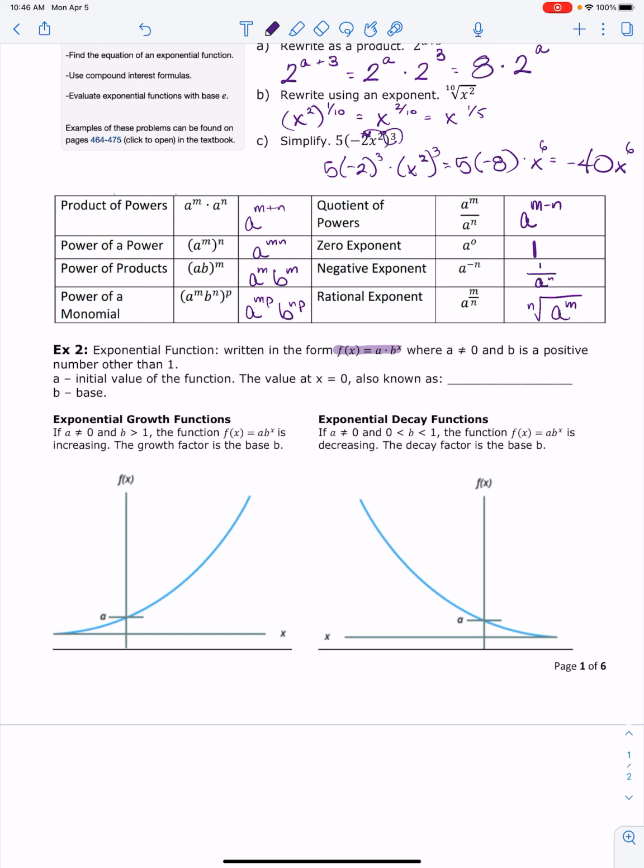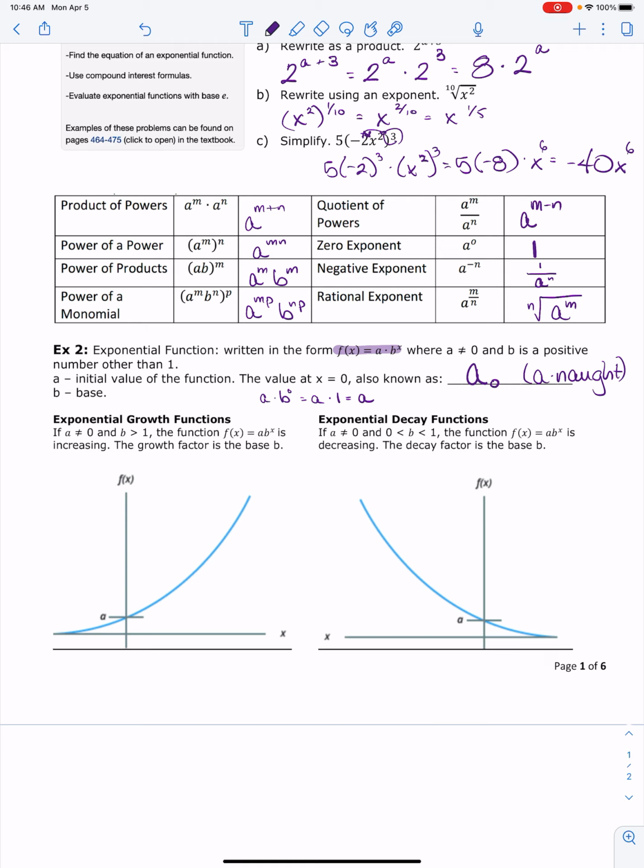A is our initial value. That's what happens when x equals 0. Because if I have a times b to the 0, b to the 0 is 1. That's just a. Sometimes you'll see it called a sub 0 or a naught. It's the value of the function when your input is 0.